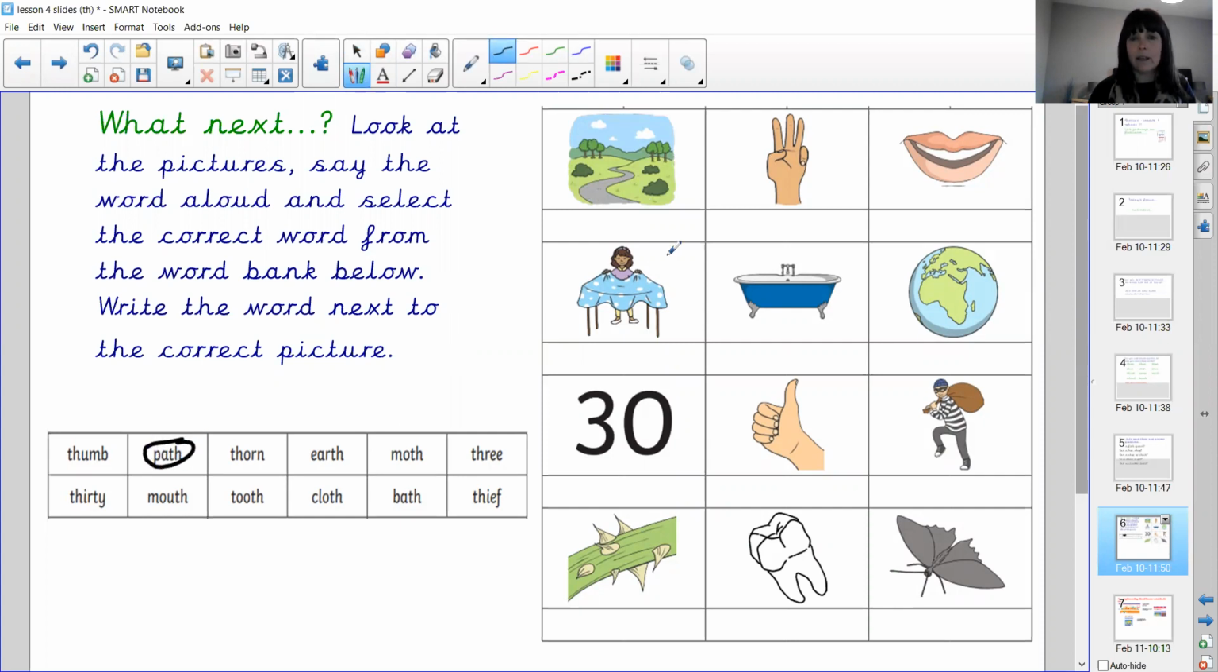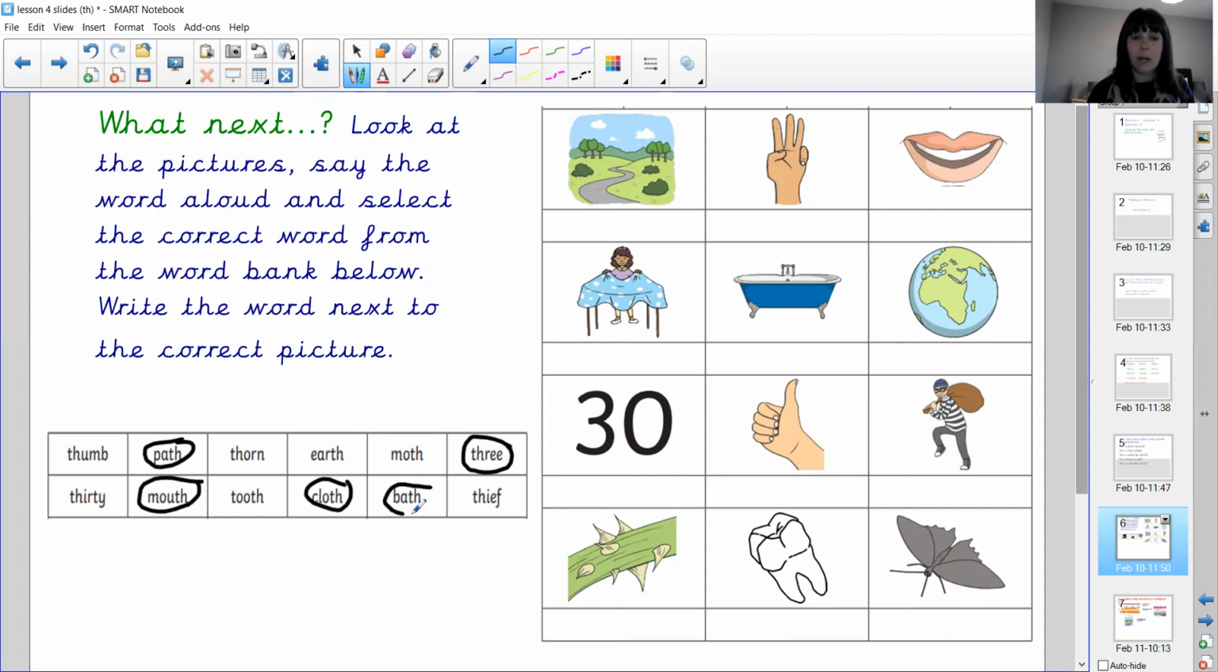Paths. The next one, he's holding up 3 fingers. 3. So we can hear the sound at the beginning. Th-r-ee. 3. And then we've got a picture of a mouth. So we're looking out for the sound at the end of that word. Mouth. There it is. And then we've got the next one. She's pulling off a tablecloth. Cloth. There it is.